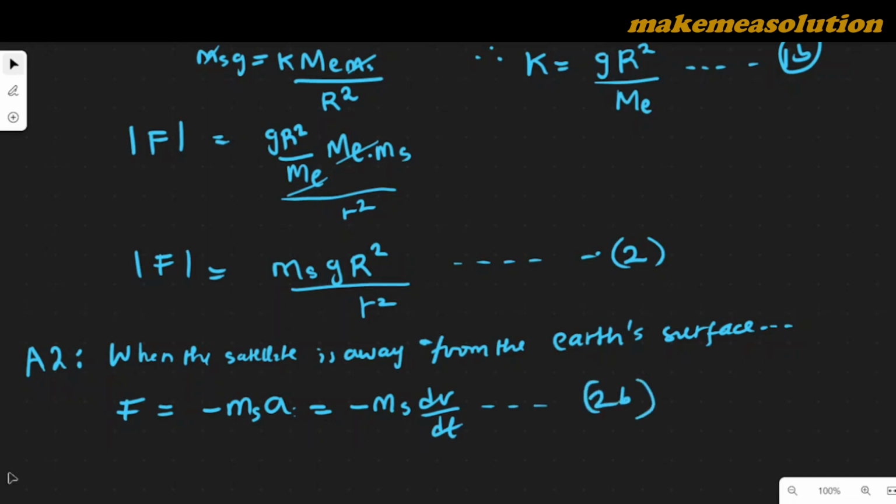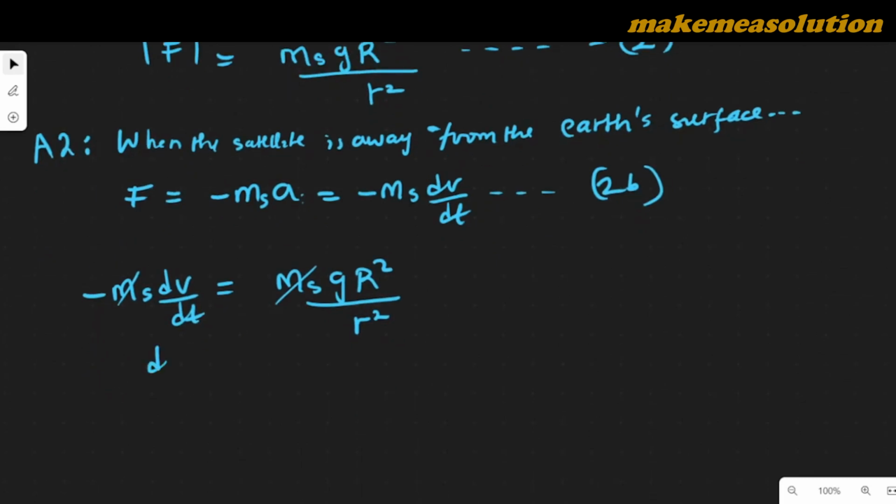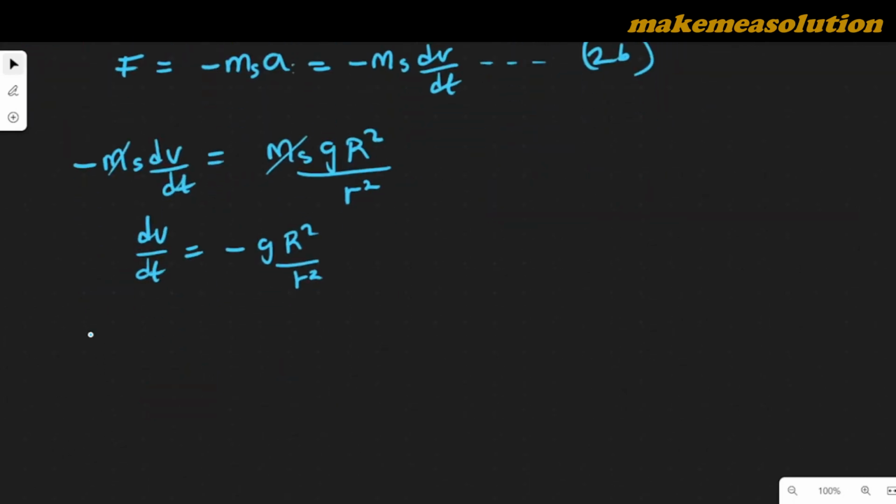If you substitute equation 2b in equation 2, you now get minus Ms dv dt is equal to Ms g r squared over r squared. So Ms cancels out Ms. What we now have is dv dt is negative g r squared over r squared. So we are now going to do some transformations. Follow me. Now I hope you understand why this minus sign came about.